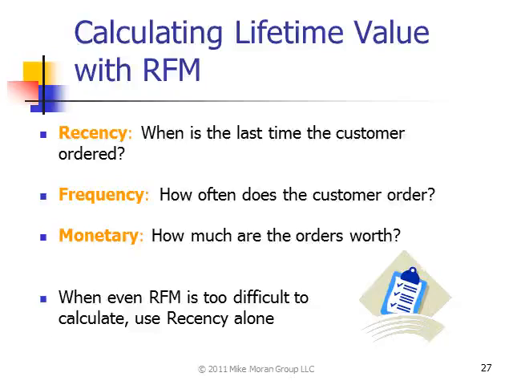So there's a very interesting shortcut called RFM, where RFM stands for recency, frequency, and monetary. So the recency calculation is, when's the last time the customer ordered? The frequency calculation is, how often does the customer order? And the monetary calculation is, how much are the orders worth? So what are the dollar values, for example, of the orders, the transaction sizes?